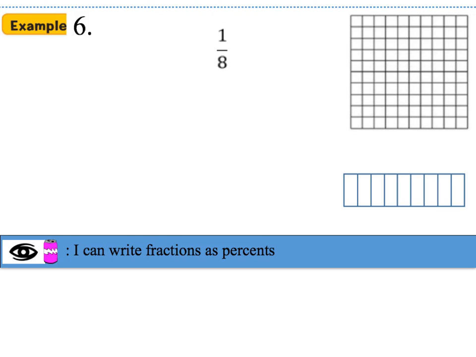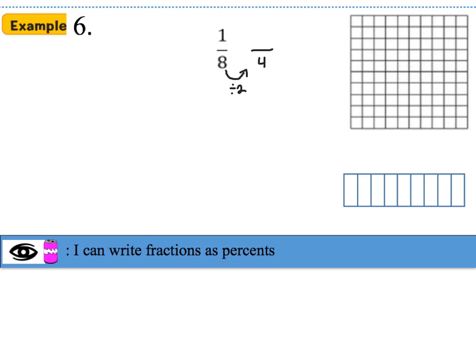So let's go ahead and work on example 6. They're asking me to write this fraction 1/8 as a percent. Notice the bottom number, or the denominator, is equal to 8. And it's pretty difficult to make the 8 look like 100. But what we can do is scale back. So let's make that 8 and scale back by dividing it by 2, because then we can get 4 on the bottom.